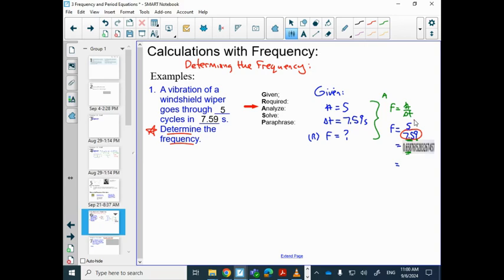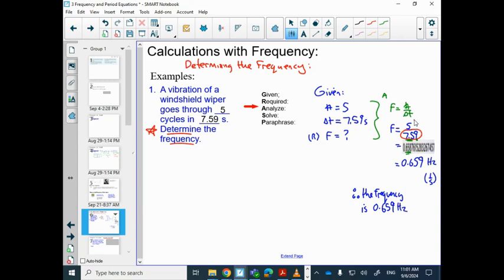So 0.6587, so that would be 0.659. And then the units are hertz, which it's not a bad idea to point out that that's per second, just as a reminder to yourself. And so then that's done. And then paraphrase is just therefore the frequency. Right? The frequency is, or was, 0.659 hertz.